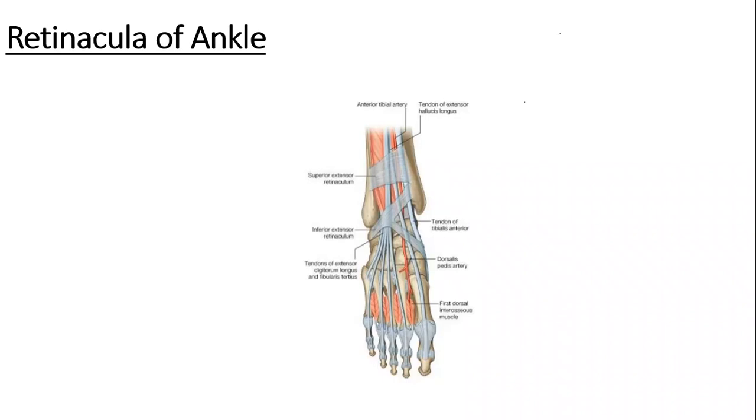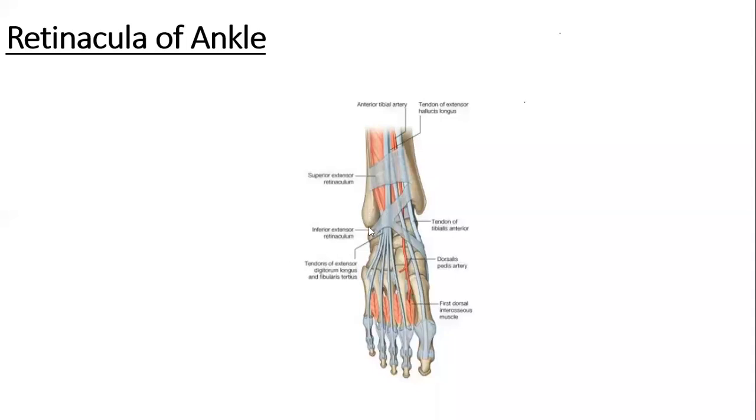Then we have another thickening of the deep fascia in the same region, which is called flexor retinaculum. It extends from the medial malleolus, running downward and backward to get attached over the medial surface of the calcaneum. It binds the tendons of deep muscles to the medial side of the ankle.